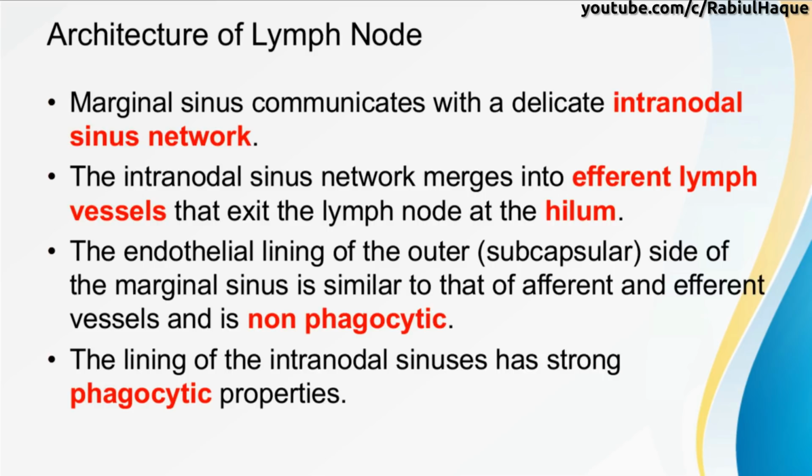Now, the last two bullet points are very interesting. The endothelial lining of the outer side or subcapsular side of the marginal sinus is similar to that of the afferent and efferent vessels, and it is non-phagocytic. However, the lining of the intranodal sinus will have strong phagocytic properties.